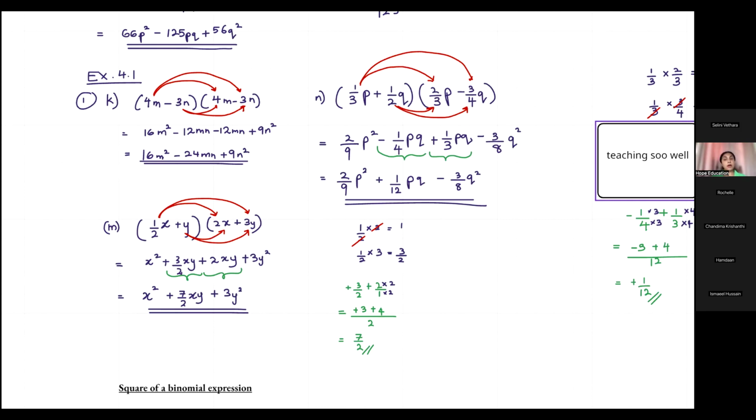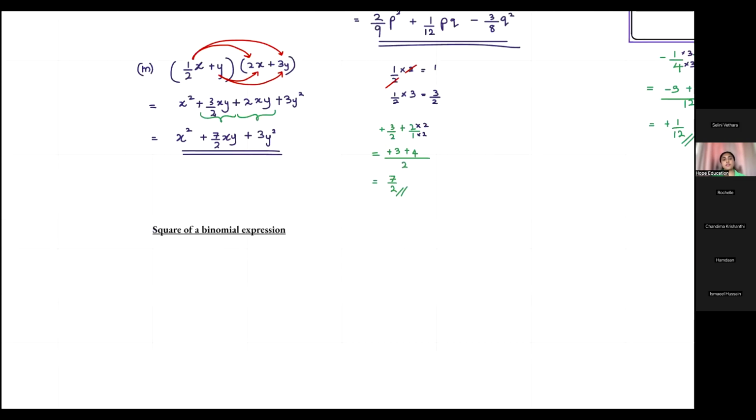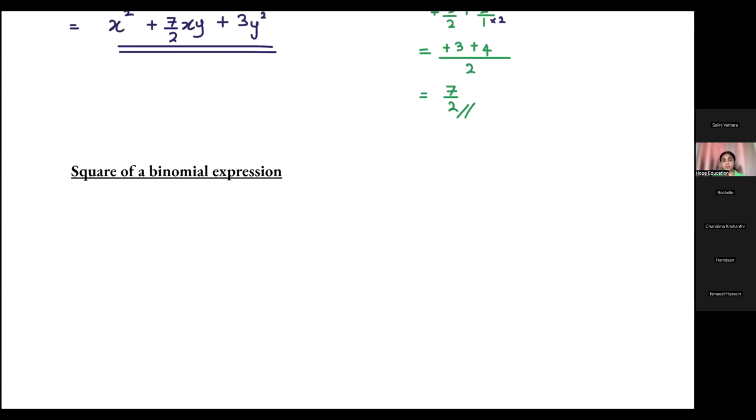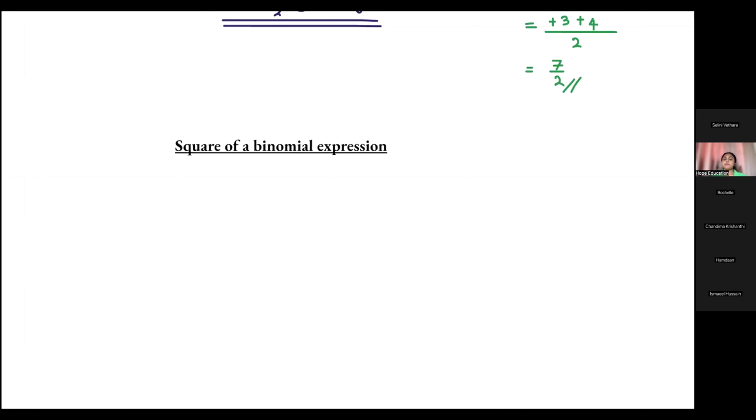Okay, Lamai. Now we'll move on to the new part, square of a binomial expression. Okay, so let's say we have a binomial. Can you all hear me, Lamai? Give me a thumbs up if you can hear me. All right, okay, so let's take an example.